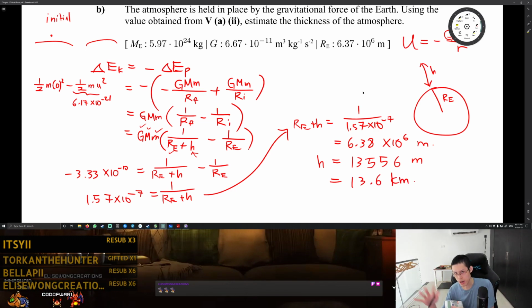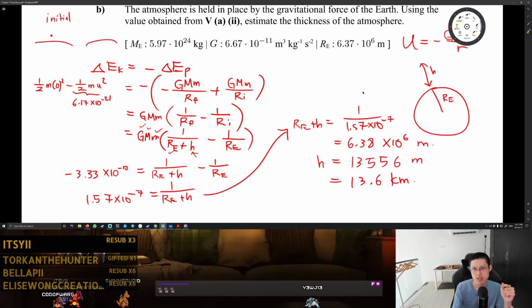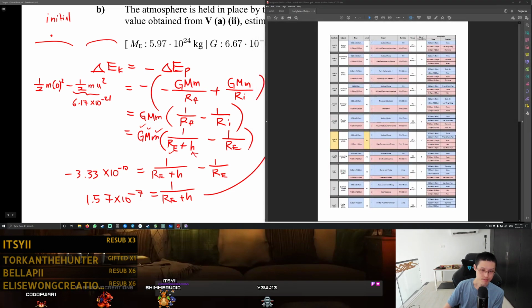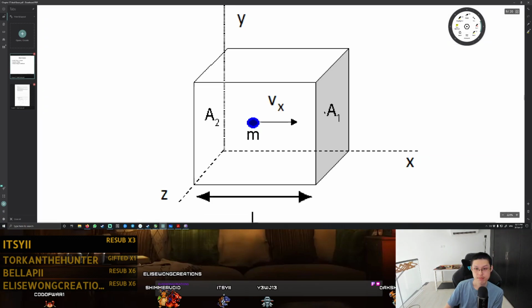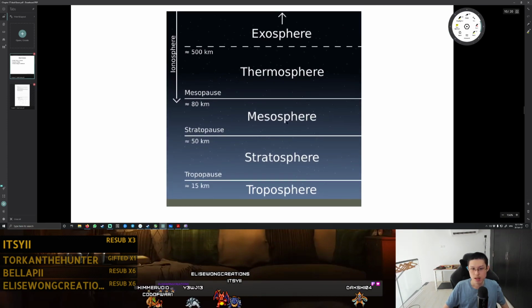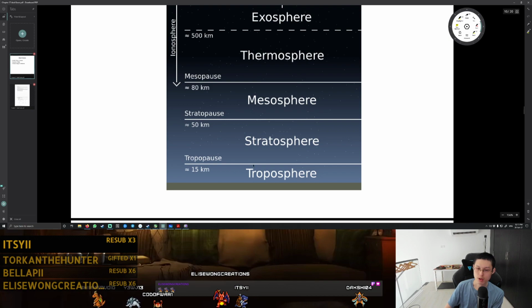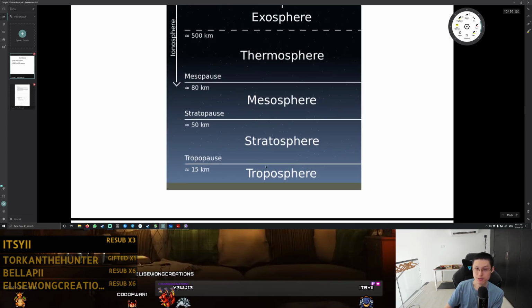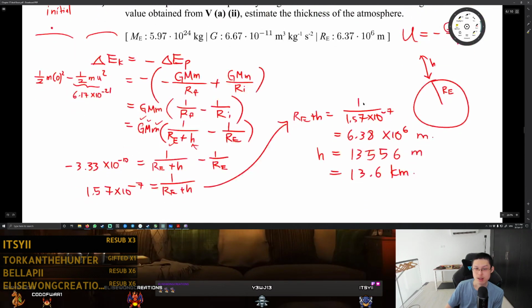So according to this very rough calculation that we've made, the atmosphere of the Earth is about 13.6 kilometers. Let's see if that is actually the case. This is the diagram that I got from Wikipedia. As you can see, the troposphere, which holds most of our atmosphere, is about 15 kilometers. So yeah, that is pretty accurate. We got pretty close to the actual value. The power of math. Okay, there we go. So that's how you estimate the thickness of the atmosphere.